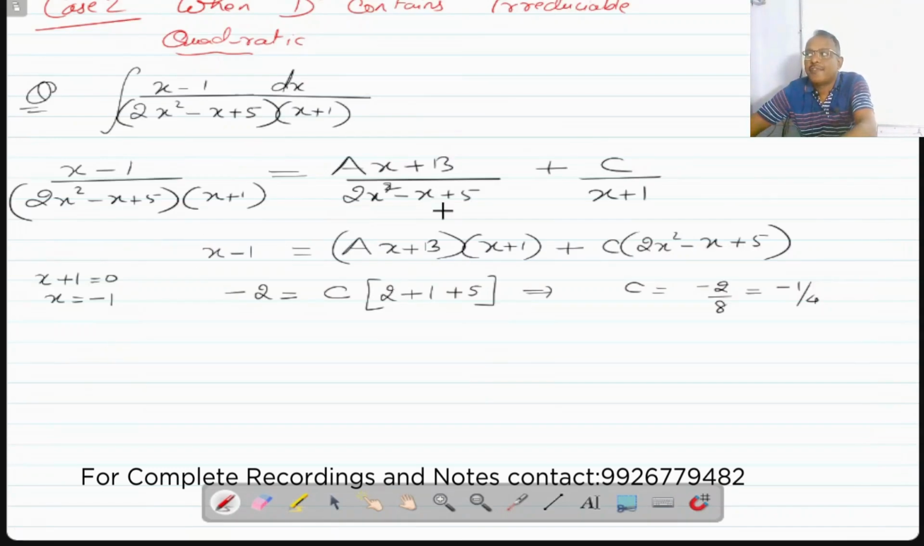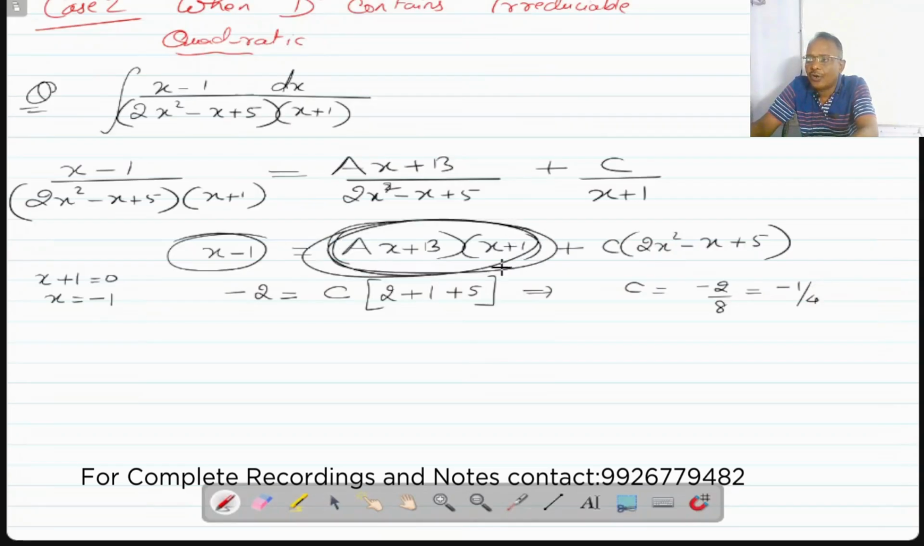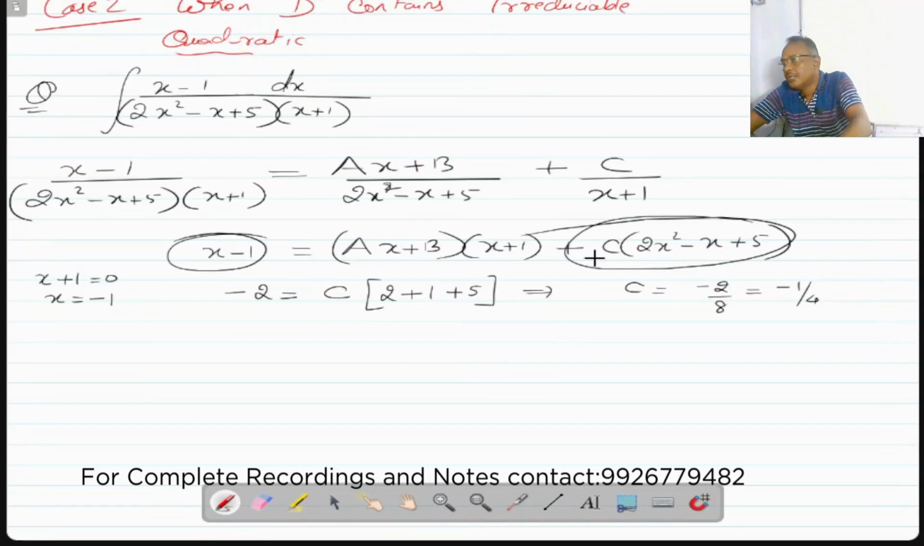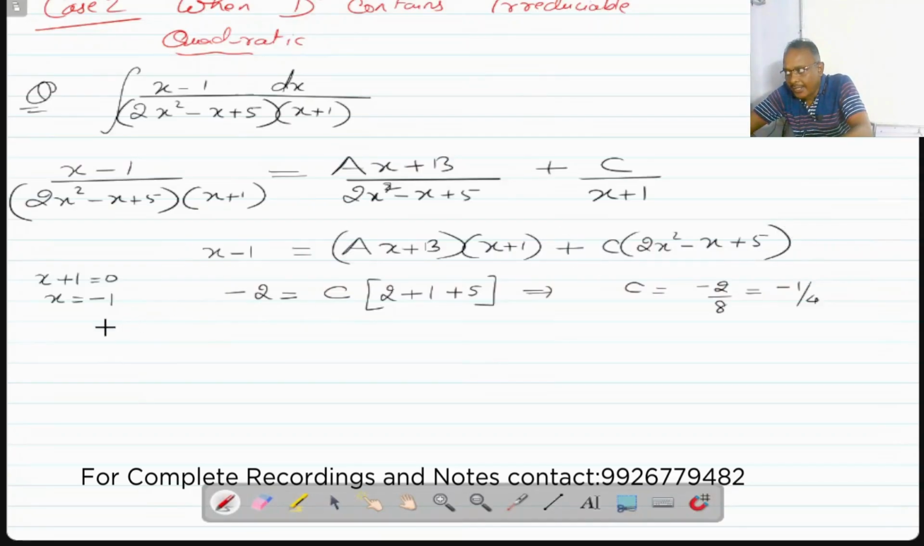So whenever you have in case 2, you have put the values of the constant, your next stage must be compare the highest power. Tell me, this is a linear. What is this? Is it a linear or a quadratic or a cubic? What is it? Isn't it a quadratic? Here also, what is it? Quadratic.